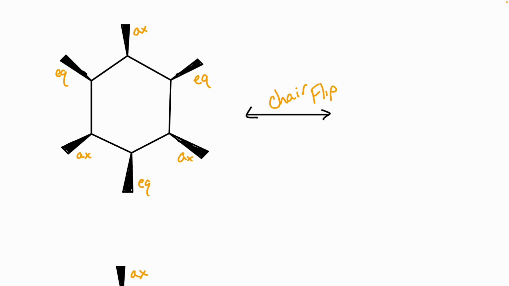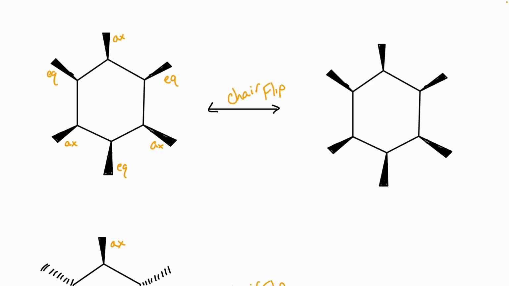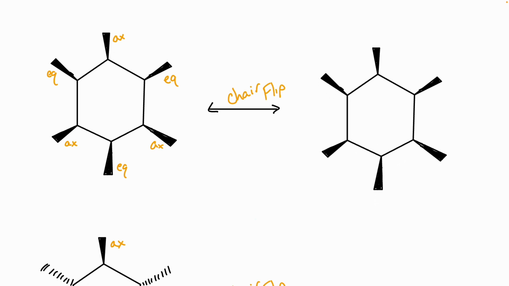When we do our chair flip, importantly, I'm not going to change my bond line structure at all. I'm just going to change my interpretation of the orientation here. My axial bonds will have become equatorial, and the equatorial bonds will have become axial. So again, we see that every other pattern in the opposite direction. So then, which one of these would be more stable? They're the same.